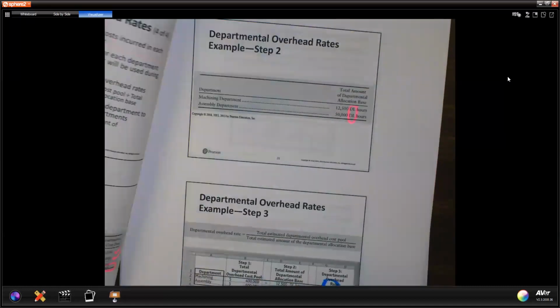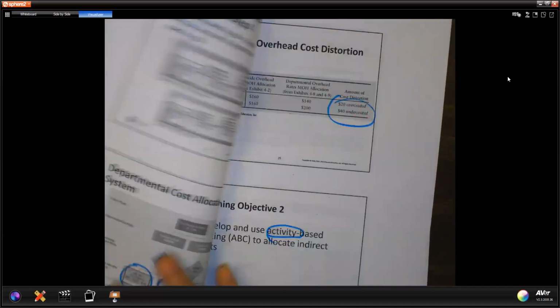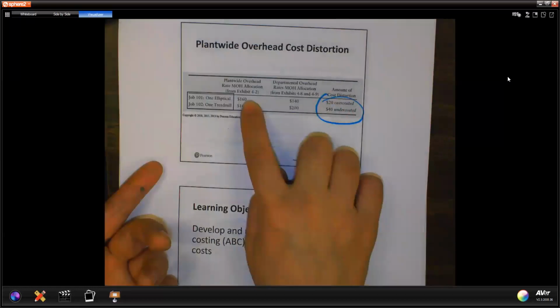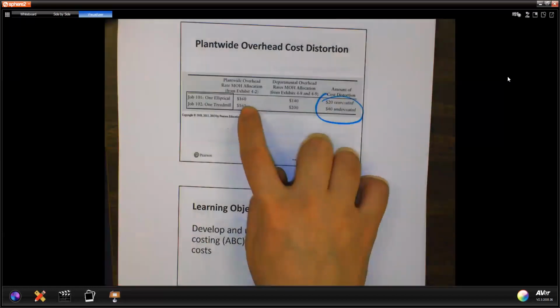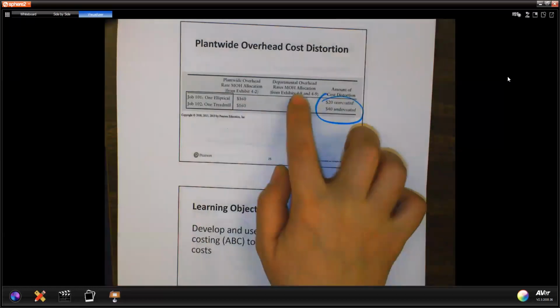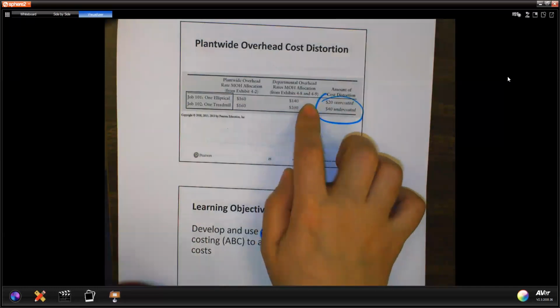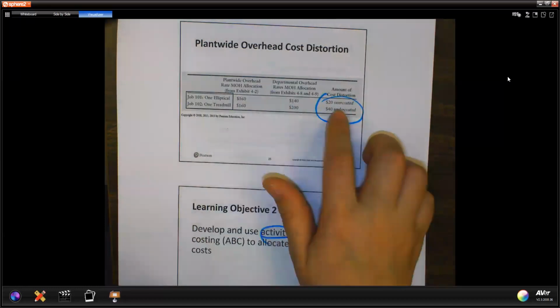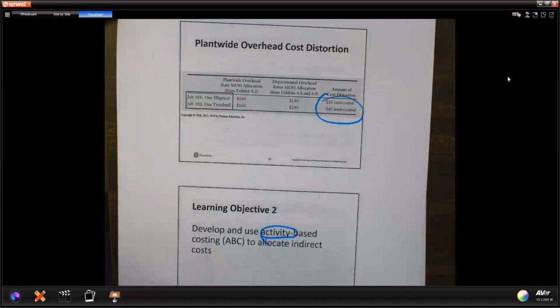I'm not going to read from the textbook, but they illustrated that instead of using the plant-wide rate, it's 160, but if you use the departmental overhead, it's more accurate. So it's 140, it's 200. So you have this cost distortion.